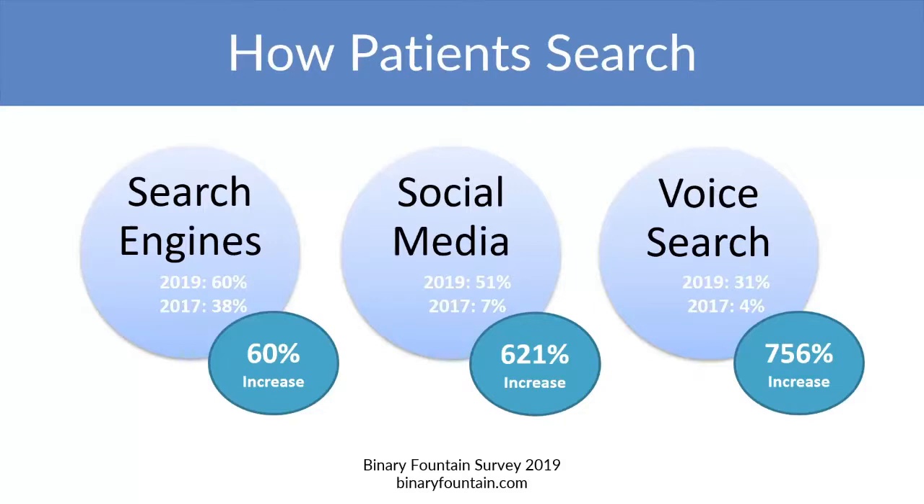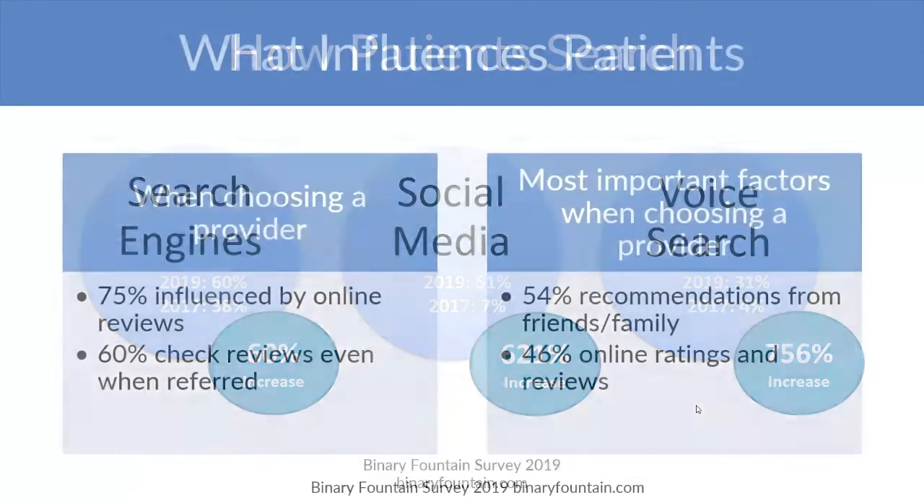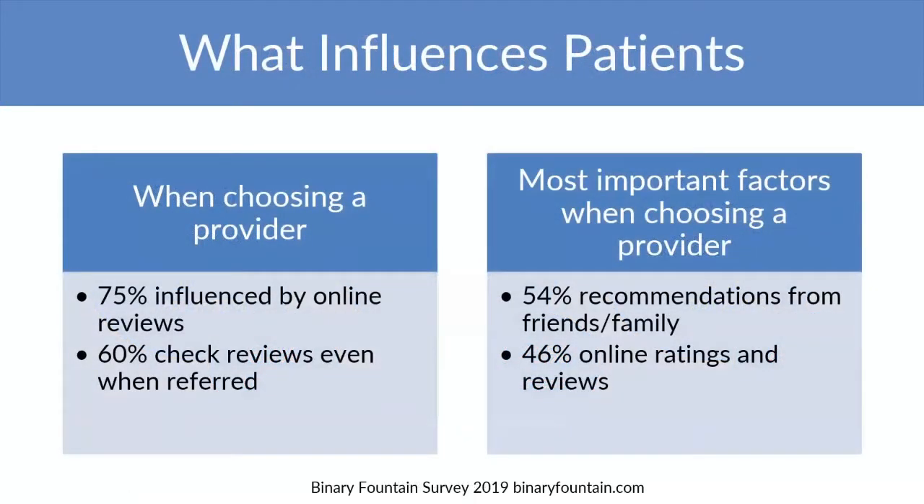But patients are looking for you in different ways. Social media has had a 620% increase from 2017 to 2019 in how patients are searching. This is not just how you search for a place to eat. This is how they are searching for healthcare providers. So what influences that decision? Well, this is again from the Binary Fountain survey from 2019, and I have that reference at the bottom of the slide: when choosing a provider, 75% are influenced by online reviews.